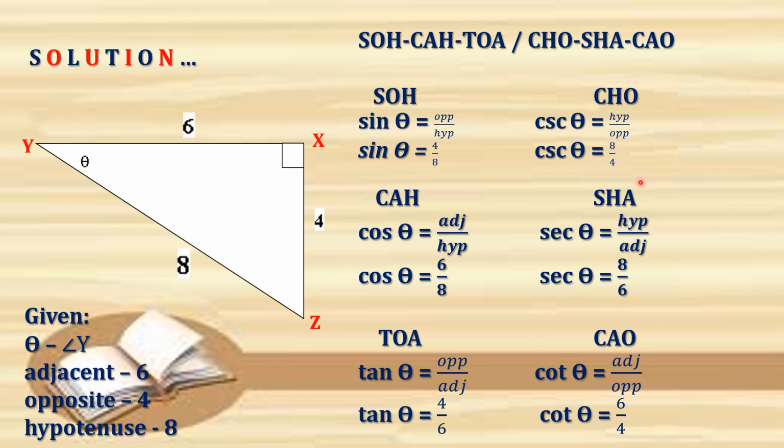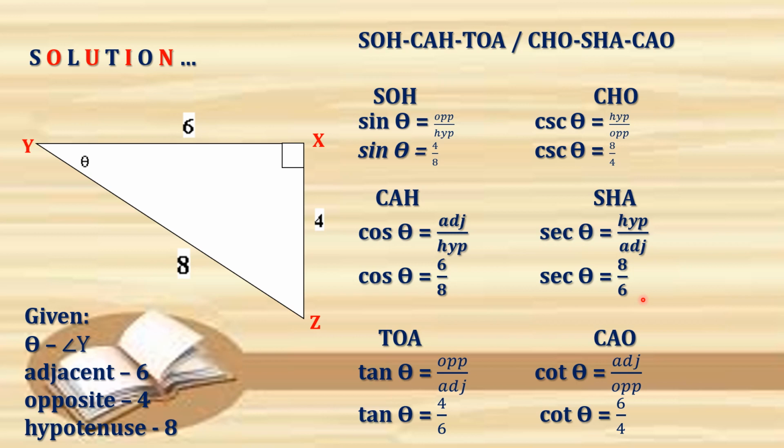Okay, next, Sha, or the reciprocal of Ka. Sha means secant theta is equal to the hypotenuse over adjacent. Remember, from the given, the hypotenuse measures 8, so we have 8 here, and the adjacent side measures 6. That's why, for the secant theta, we have 8 over 6.